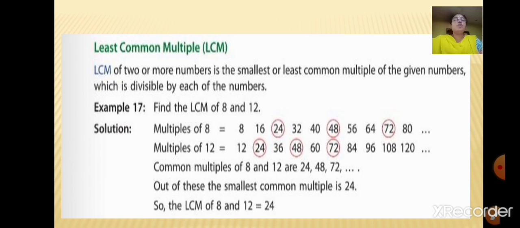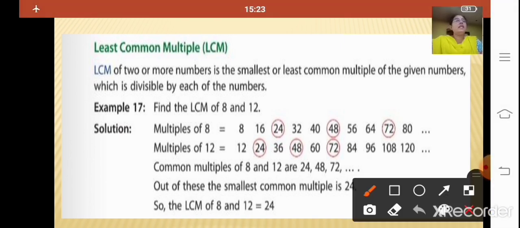Now the LCM of two or more numbers is the smallest or least common multiple of the given numbers, which is divisible by each of the numbers. Now here is an example given. Find the LCM of 8 and 12.